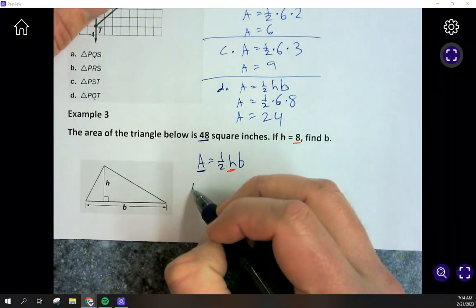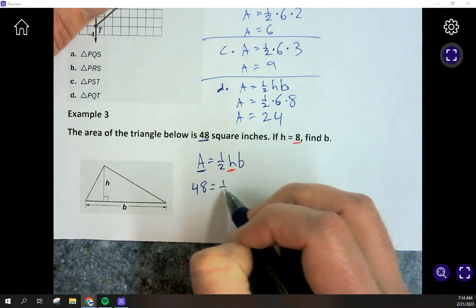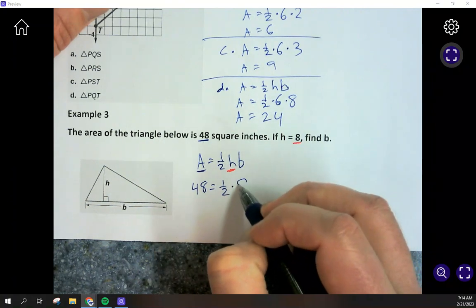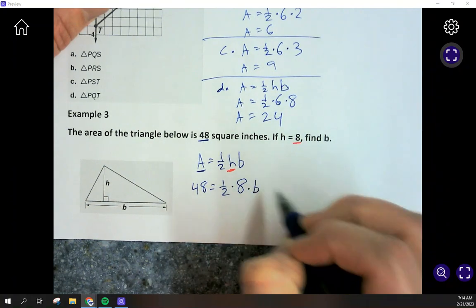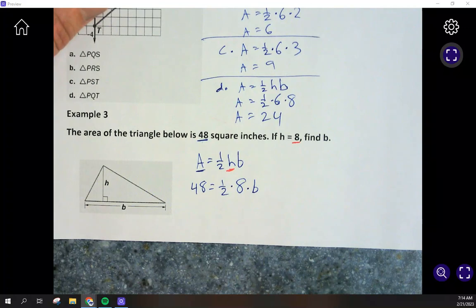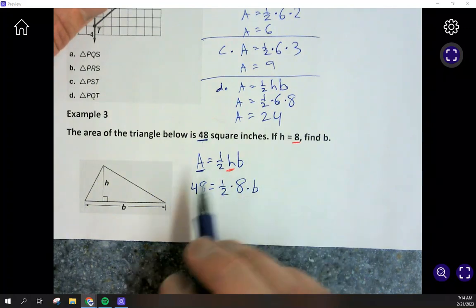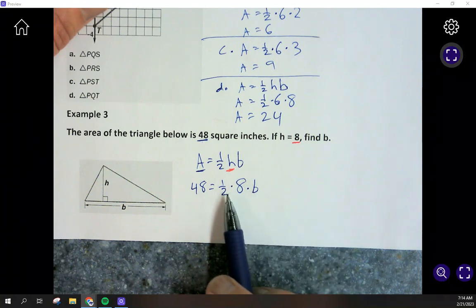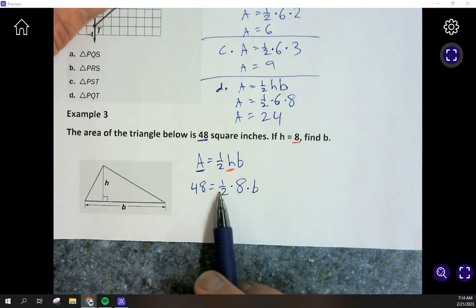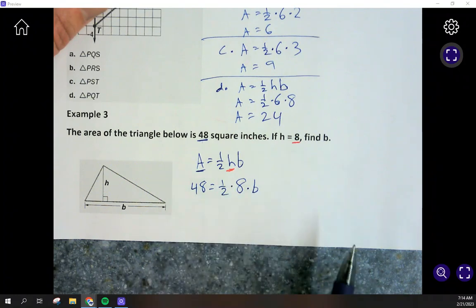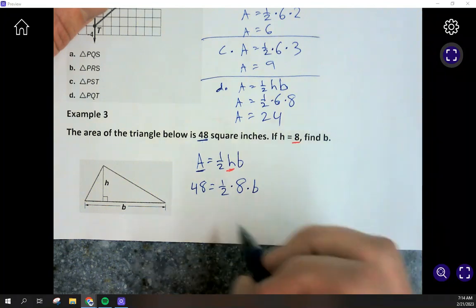So 48 goes in for area. That's what it is. 8 goes in for the height. And then we don't have the base. So I think the easiest way to do these is to get rid of this fraction. We don't like dealing with fractions in equations. So because the 8 is sitting next to it and part of this equation is to multiply those together, we can just go ahead and multiply 1/2 times 8 right now and just simplify this equation. And then it's super easy at that point.